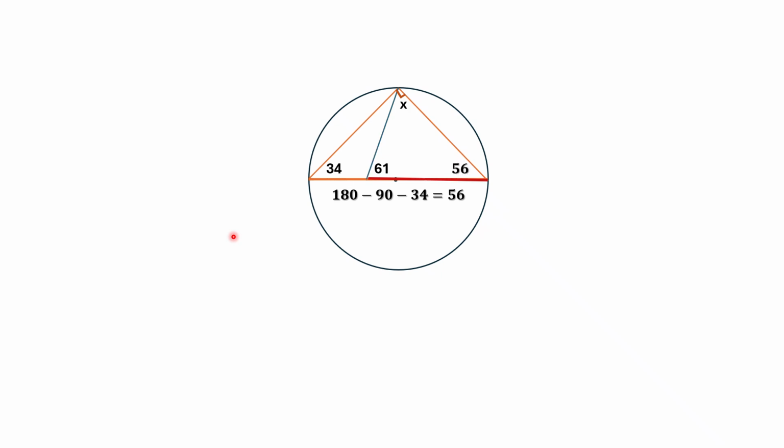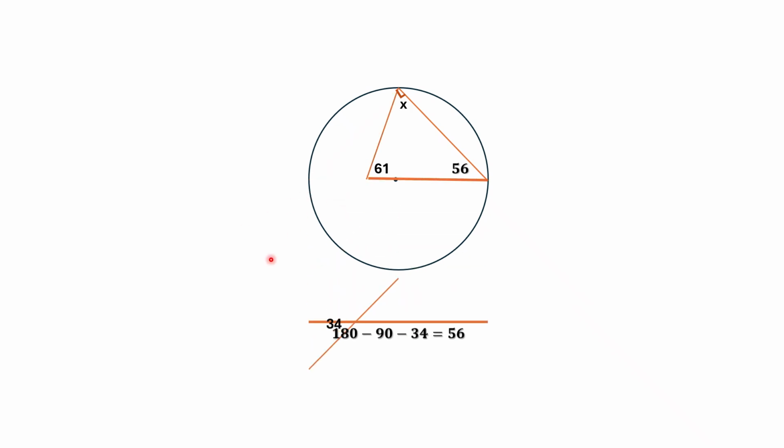Very good. Now let's look at this small triangle here. To find the x now, we have 56, we have 61, and this is a triangle. So it's just 180 minus 61 minus 56. So x is 63. That could be 3 marks.